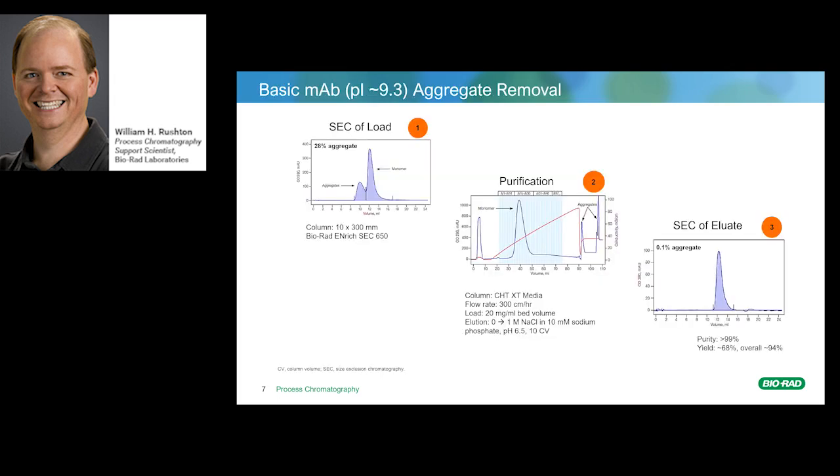Now I'm going to give an example of a basic mAb aggregate removal. This has a PI of 9.3. The SEC of the load shows that there's 28% aggregate. The purification is a pH 6.5 in phosphate with a 0 to 1 molar salt gradient. The elution showing 0.1% aggregate after the elution with a purity of greater than 99% and a yield of approximately 68%. Now you look at that 68%, you have to remember there's only 72% monomer in the load, so the overall yield would be 94%.